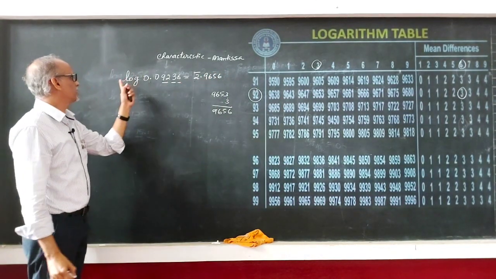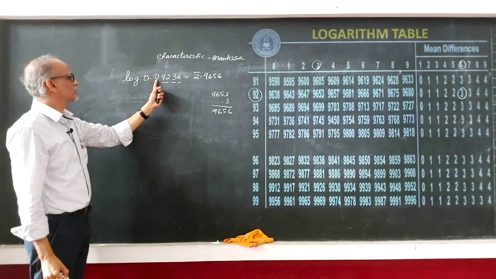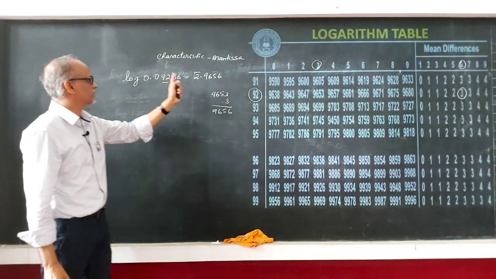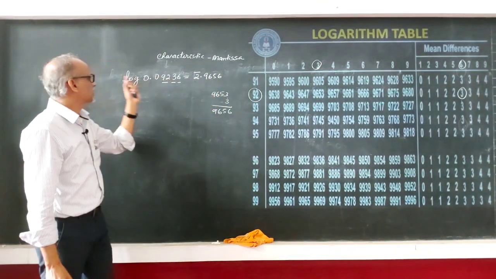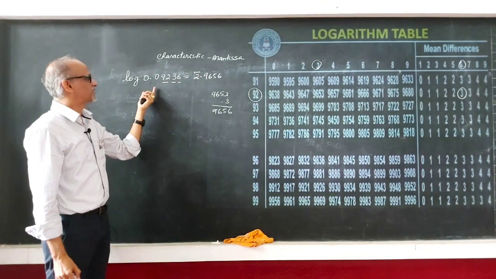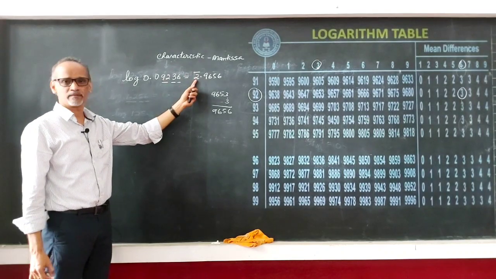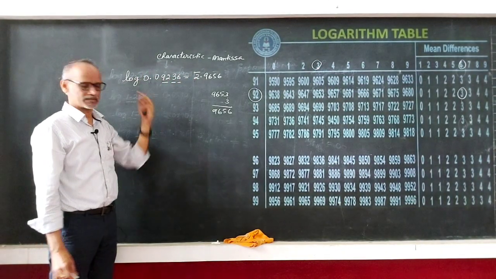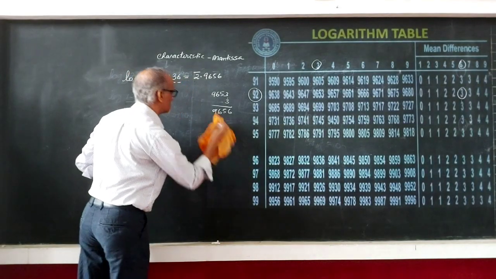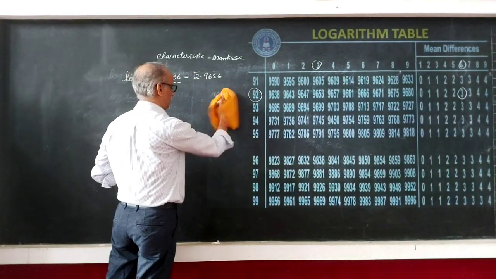So write this together, and now the logarithm of the number 0.09236 is bar 2.9656. So the characteristic of a number greater than 1 is always positive, whereas the characteristic of a number which is lesser than 1 is always negative. One more number to make things clear.